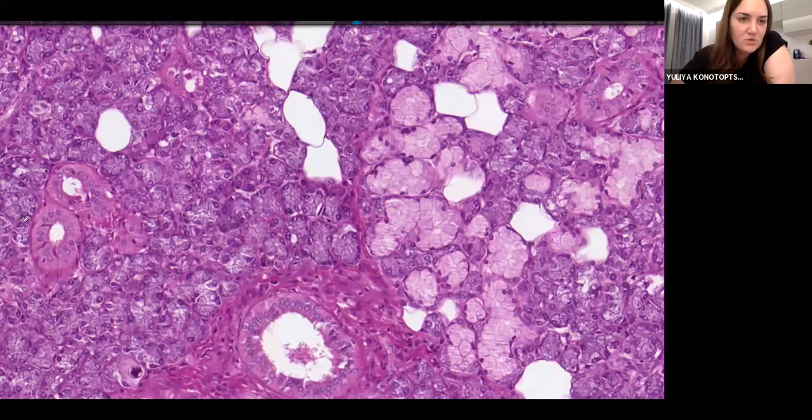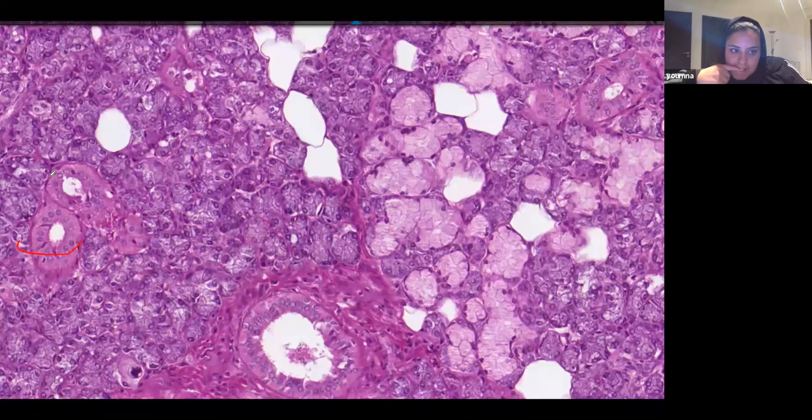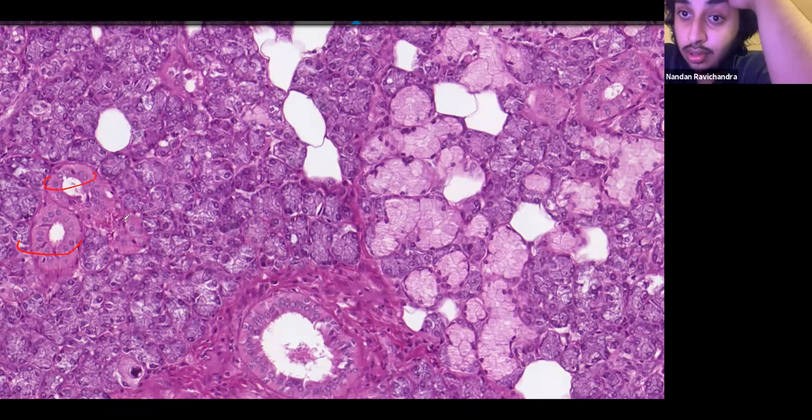Okay, this one. I'm asking so much because they will definitely ask you this question. Which duct is this? So we need to get familiar. So which duct is this? Striated. This one? Striated. This one? Intercalated. This one?